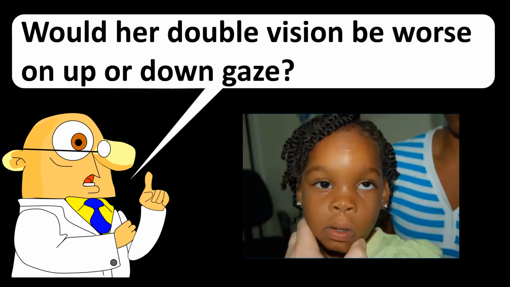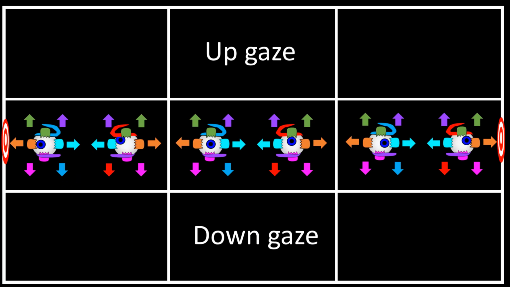Now I would like to ask you another question. Would her double vision be worse on up or down gaze? Again, I will use the 9 box diagram to illustrate the effect of up and down gaze in this patient with left superior oblique palsy.